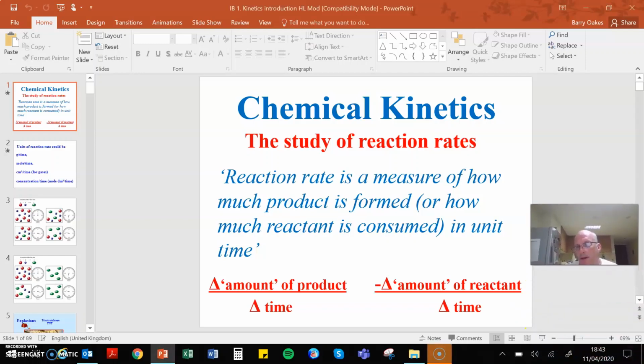Okay, folks, I'm going to talk you through this introduction to chemical kinetics, which naturally follows on from our previous topic of energetics. They're linked really well. And if you're asked what chemical kinetics is all about, you'd be quite right to say it's the speed of reactions. It's the study of the speed of reactions and what affects that speed. That's really what it's all about.